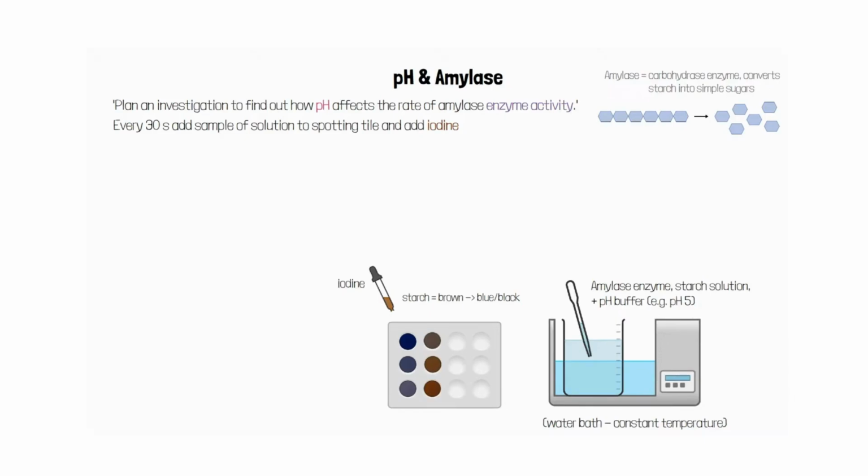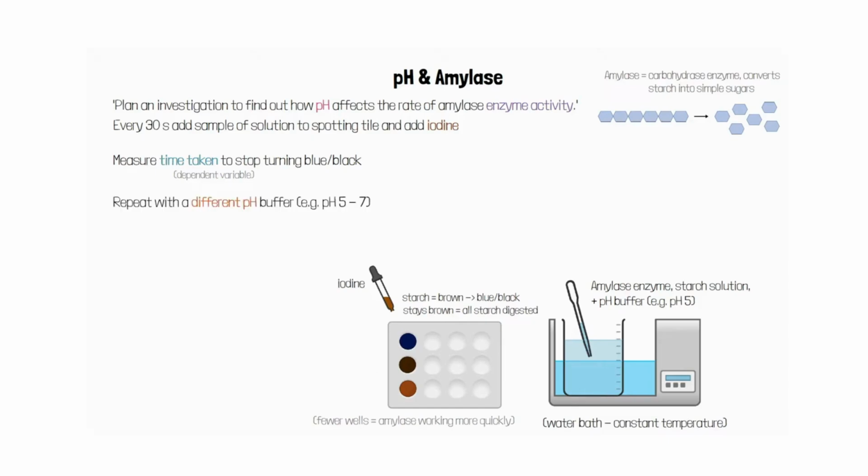Eventually, the mixture will stop turning blue-black when iodine is added and it will remain brown instead. This means all the starch has been digested by the amylase. We measure the time taken for the solution to stop turning blue-black. This is our dependent variable. The shorter the time to stop going blue-black, or the fewer wells it takes to stay brown, the more quickly the amylase is working.